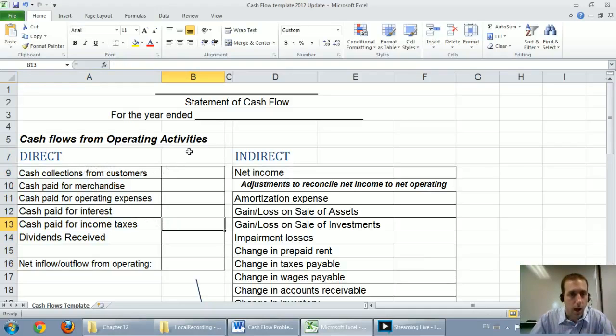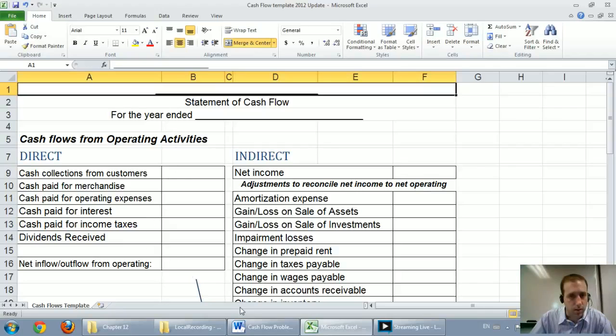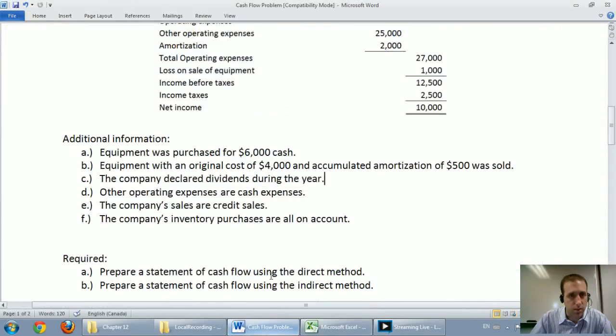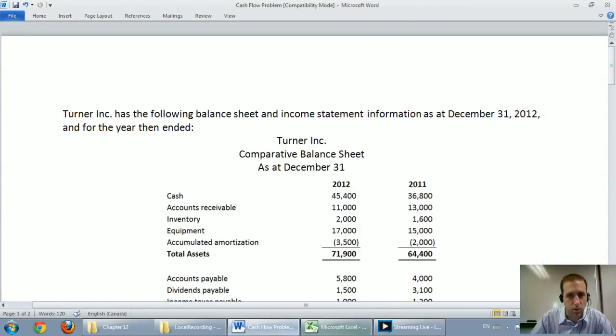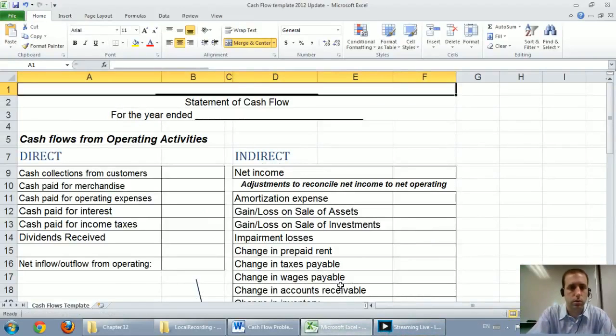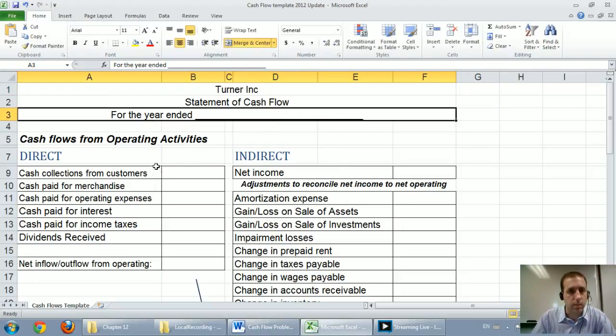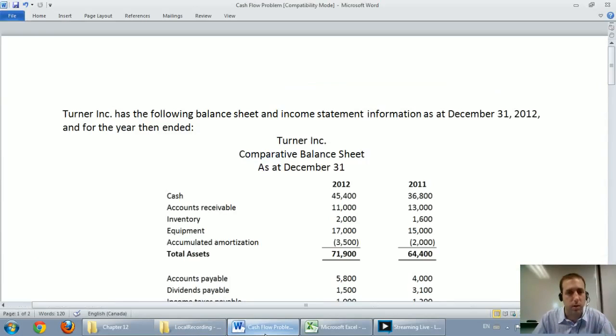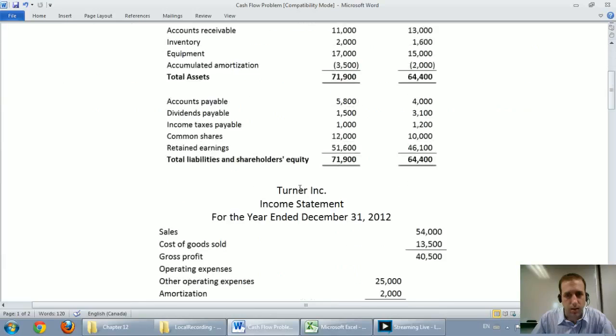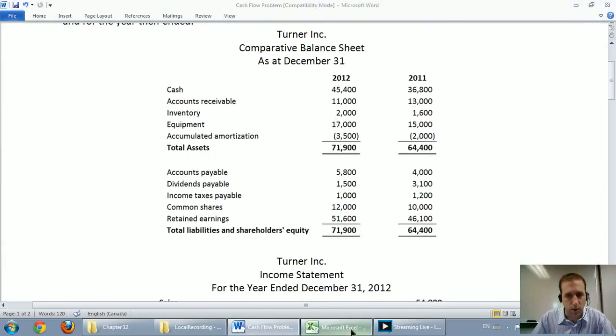But let's get started with this, and we're going to start by just filling out the company's name and the title. So it's Turner Inc. We're doing a statement of cash flow, and statement of cash flows get dated for the year ended, not as at like a balance sheet, but for the year ended like an income statement, or for the period ended. And it's December 31st, and it'll be 2012.